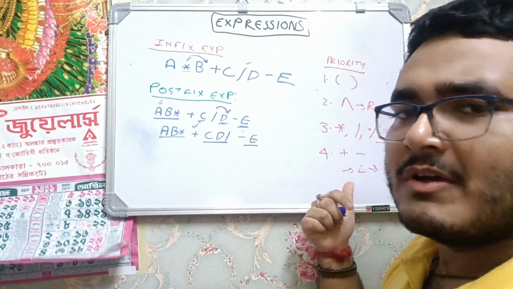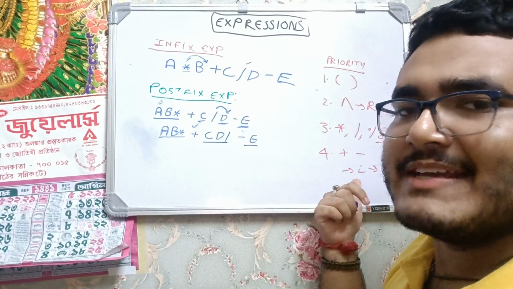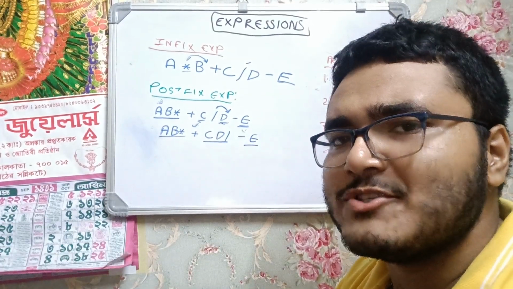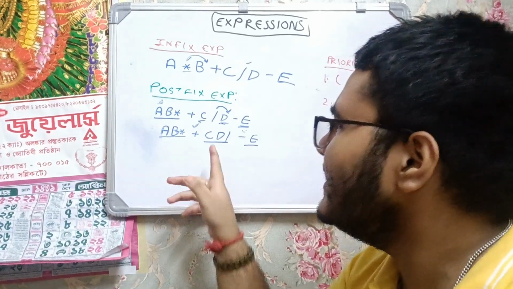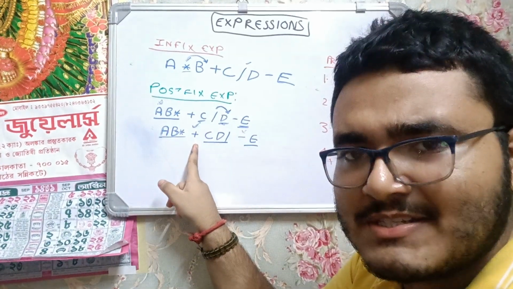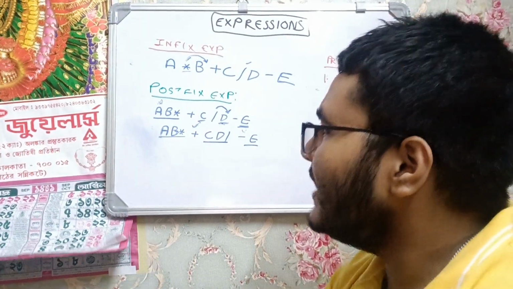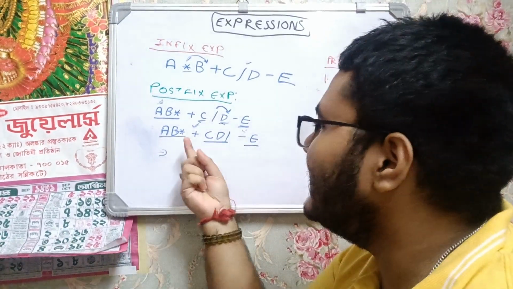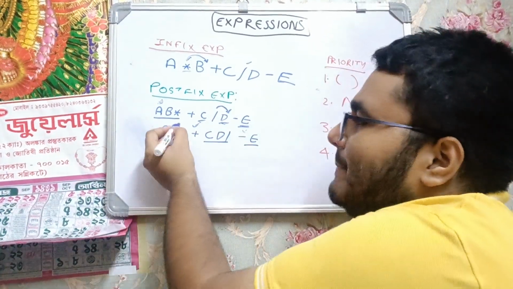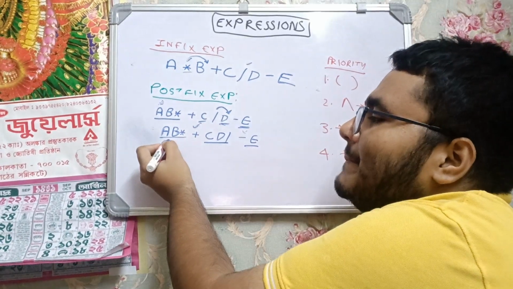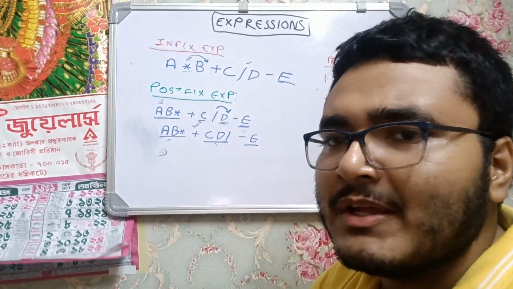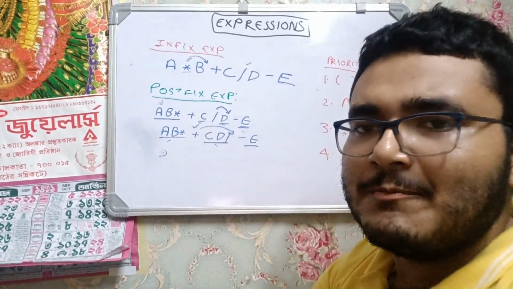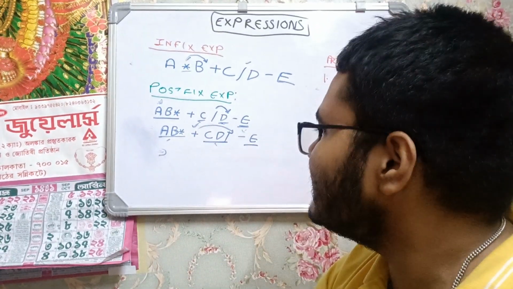If so, we have the left to right associativity rule. As per the associativity rule, who should be solved first? The leftmost, right? So the leftmost is the plus. Now tell me, who are the operands for plus? This AB into, very good, and this CD by. So bring it to the right side of the nearest operand.